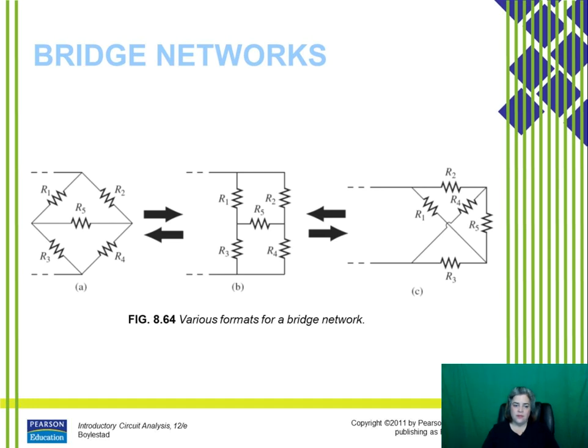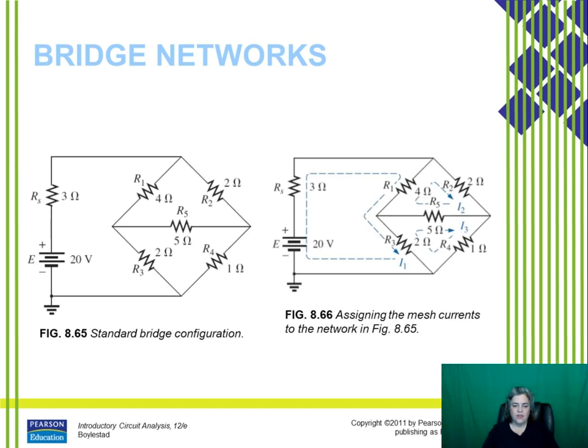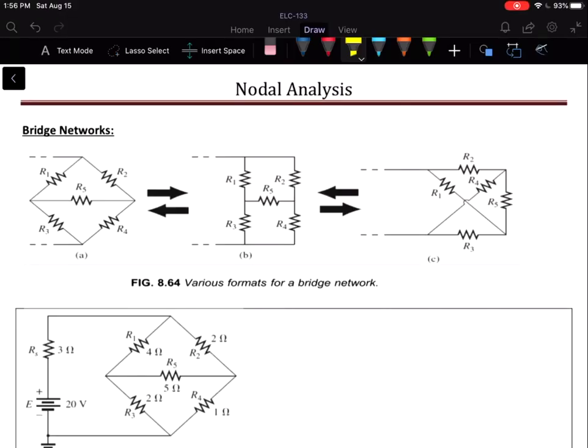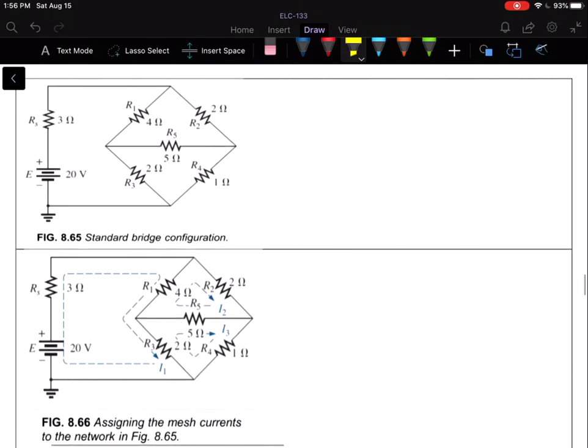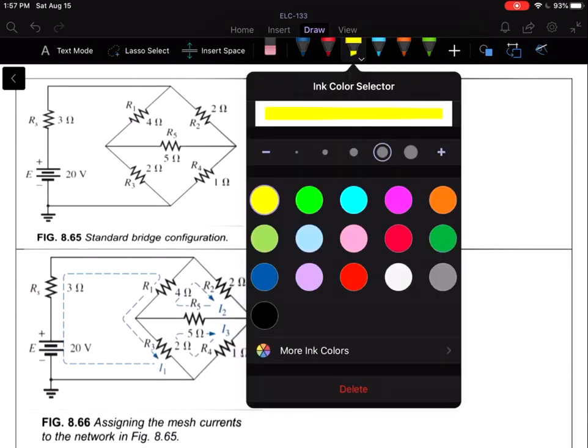If we split this out so it didn't look like a triangle, this would be what it looks like, and this is also a bridge network. So we can use either mesh or nodal analysis to analyze our bridge networks. So we're going to use this circuit and we're going to analyze it first using mesh analysis, and then second using nodal analysis, and we're going to determine if this is a balanced bridge. So let's analyze this bridge network, and first we're going to use mesh analysis to do that.